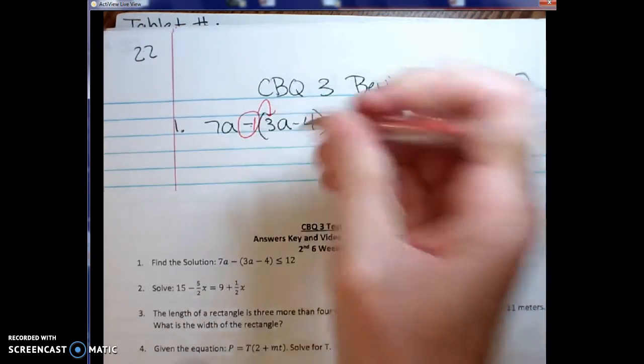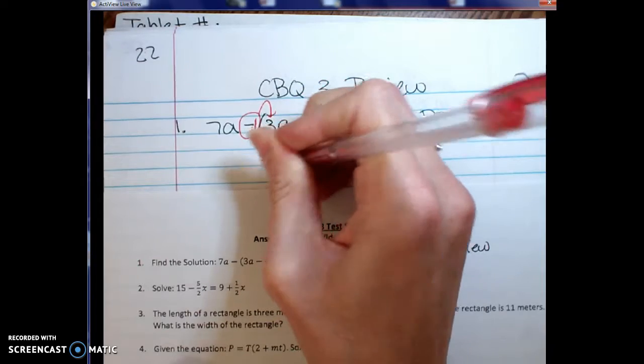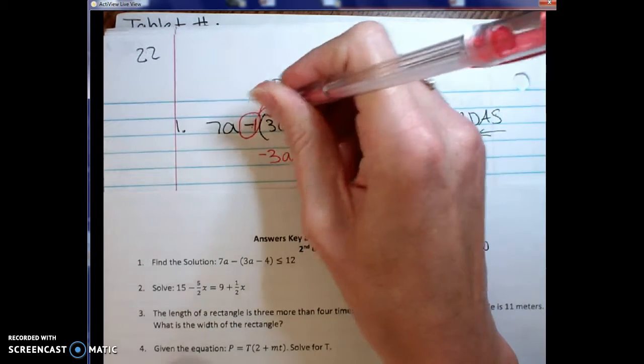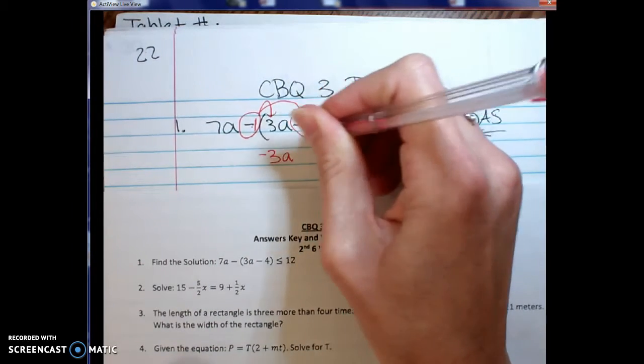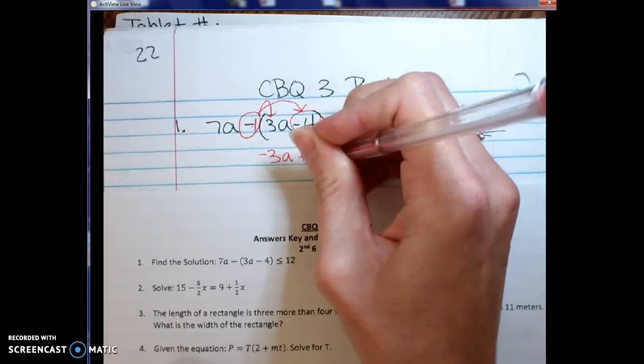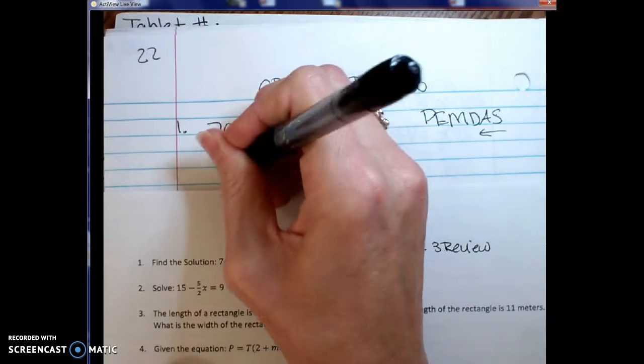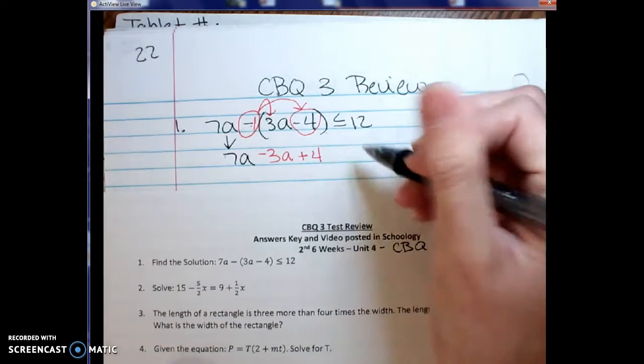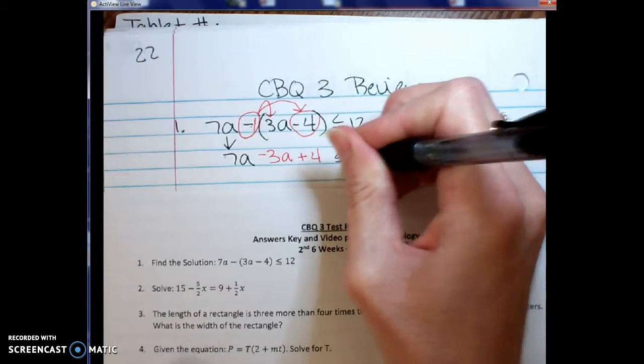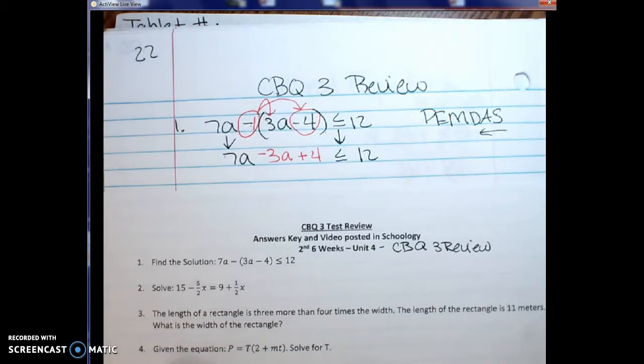So -1 times 3a is -3a. Then we have -1 times not just 4, but a -4 to get a positive 4. When you do that, your parentheses disappear and everything else carries down. So you have 7a minus 3a plus 4, bring down our inequality symbol, and the 12 on the other side.